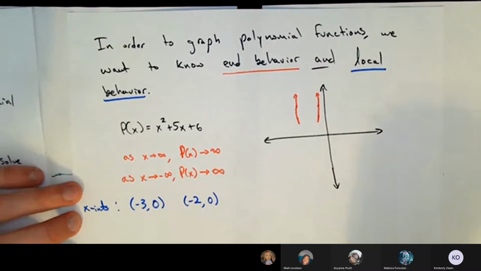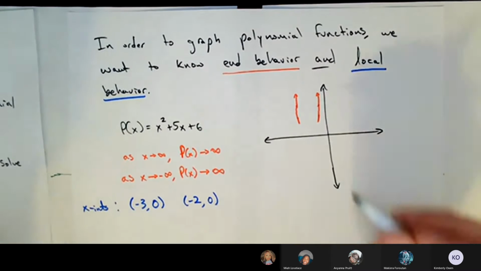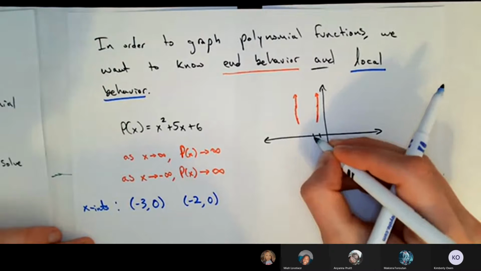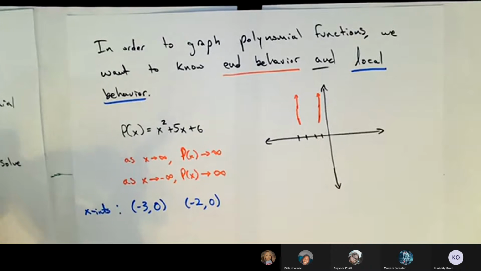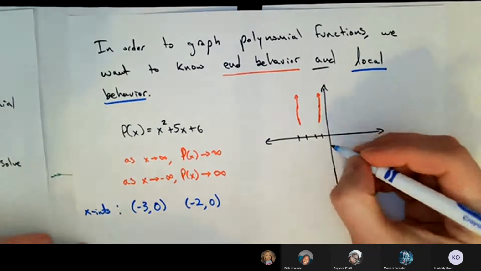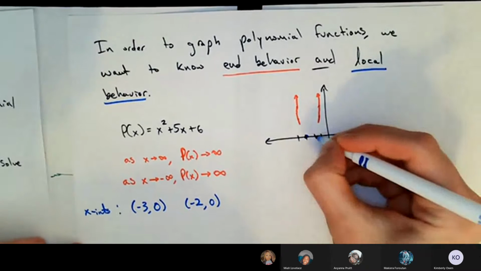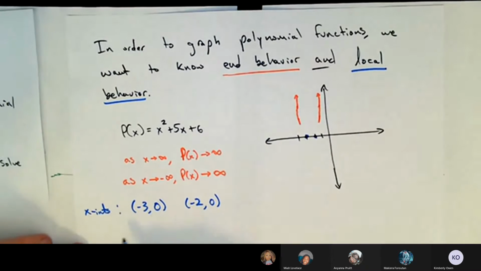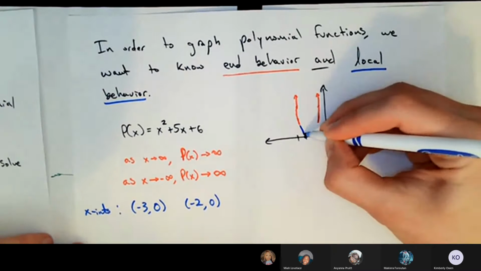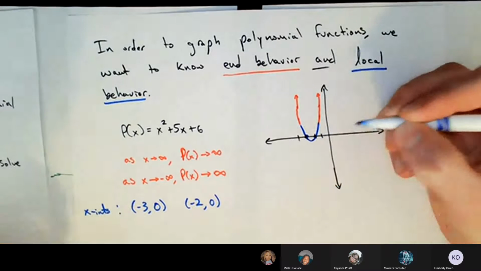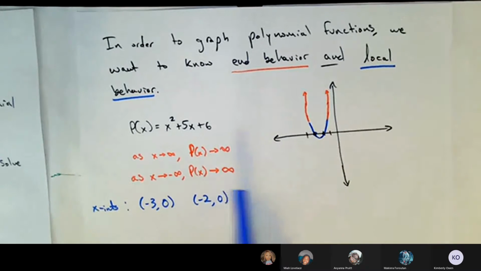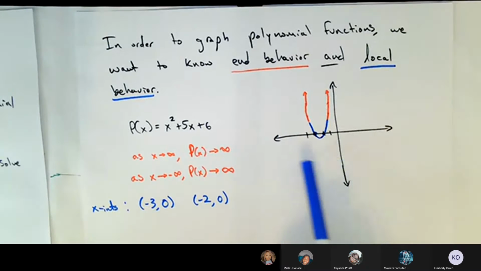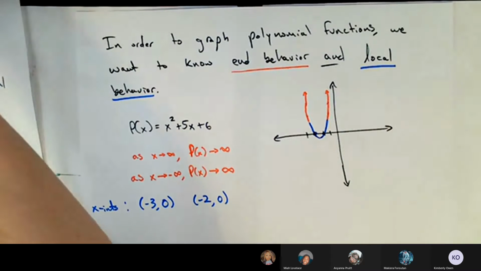This is the local behavior, so I know my graph, not near infinity, right? Now I'm talking about closer to 0. It's crossing these two points, -3, 0 and -2, 0. That's where its x-intercepts are. So that's telling me how it's behaving closer to the origin, not all the way out at infinity, just near the axes and everything.